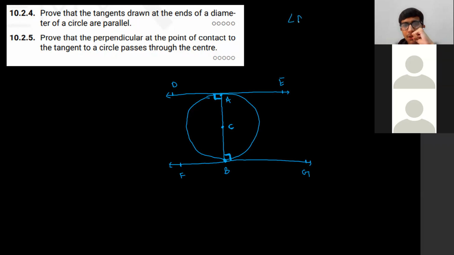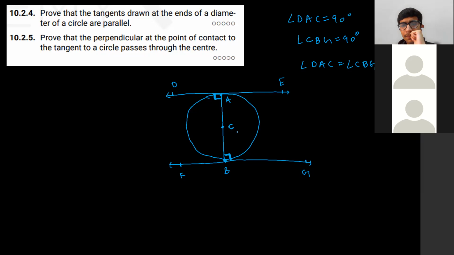So what I have as of now is angle DAC is equal to 90 degrees and angle CBG is also equal to 90 degrees. Now, since both of them are equal to 90 degrees, I can say DAC will be equal to CBG, right? Now, are they making a pair of alternate interior angles?